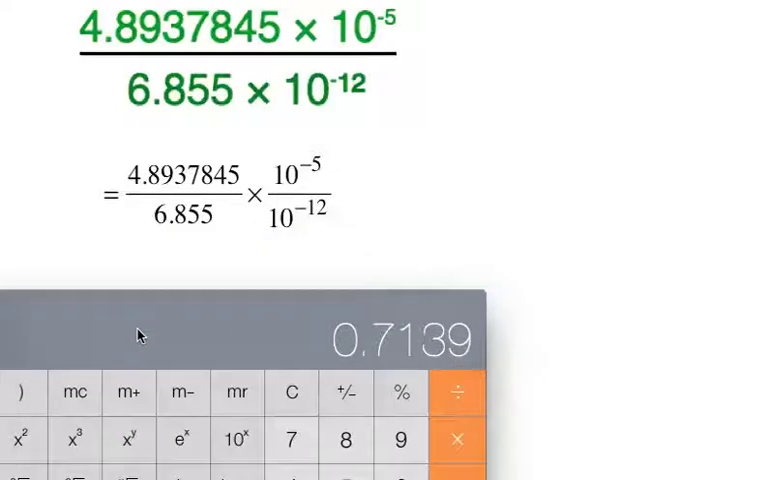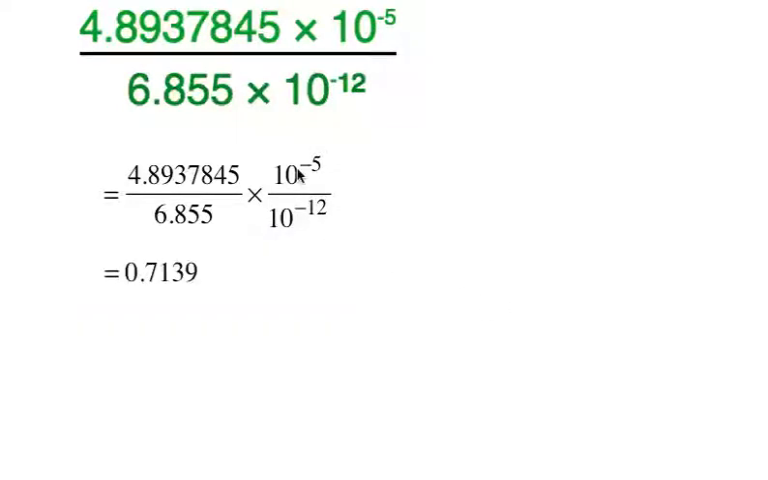Okay, so 0.7139. And then the 10 to the negative 5 divided by 10 to the negative 12. When dividing, I'm going to keep the 10 to the negative 5 up there, and I'm going to bring the 10 to the negative 12 up. So you can think of them as multiplying, so I'm going to add those exponents. I'm going to add negative 5 to 12, and that's going to give me 7. So times 10 to the 7. Or you could just think of negative 5 subtract negative 12 is negative 5 plus 12 is 7. Either way it works out this way.